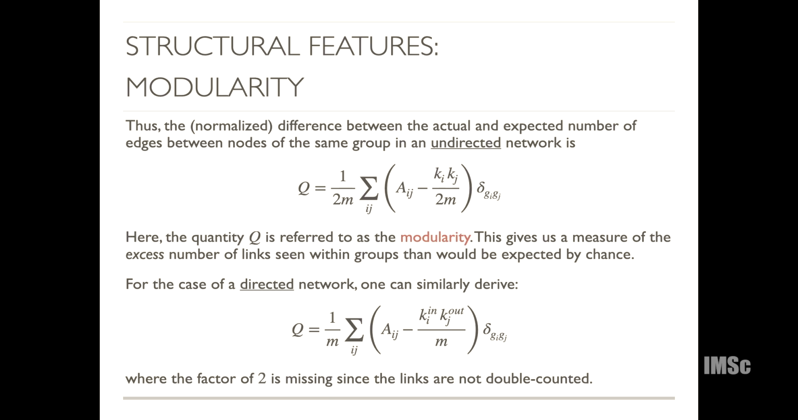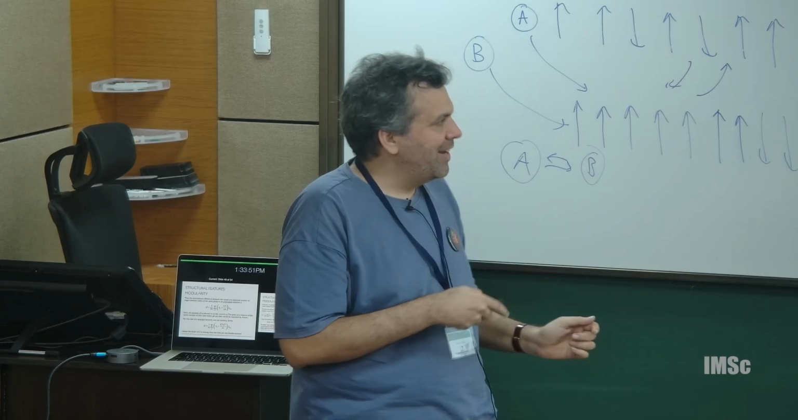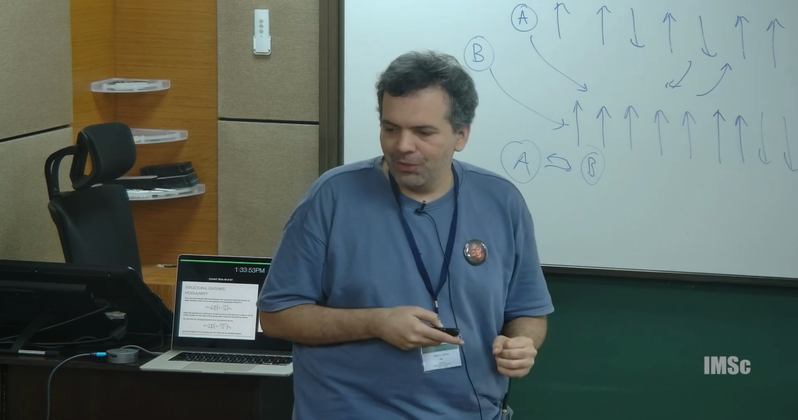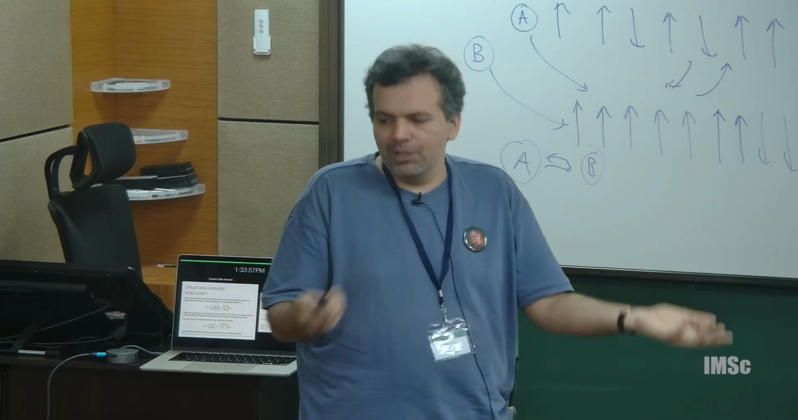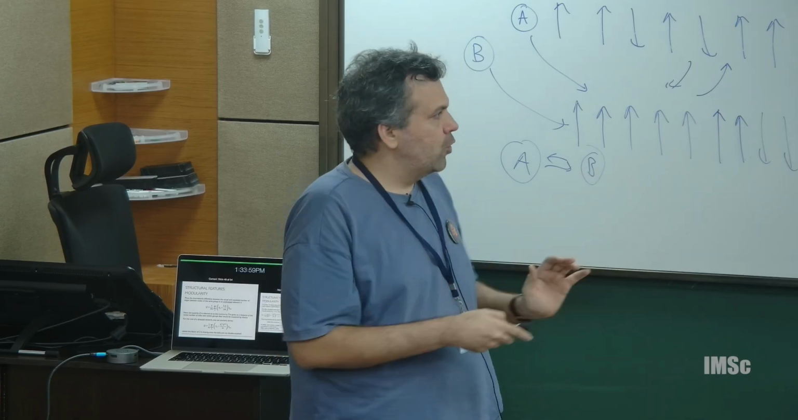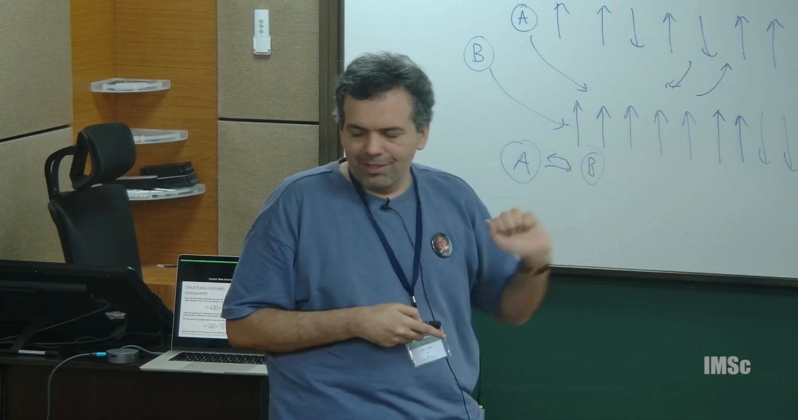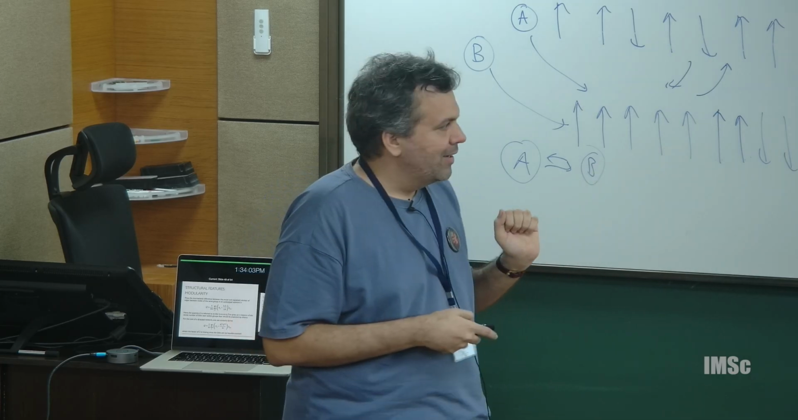The question is, how do you find the groups? If you know what the groups are, then one can say, okay, what will be the Q? In fact, that is exactly one of the big problems, to find what the group is. If you know what the group is, then you can say, okay, this is what the Q is going to be, right?